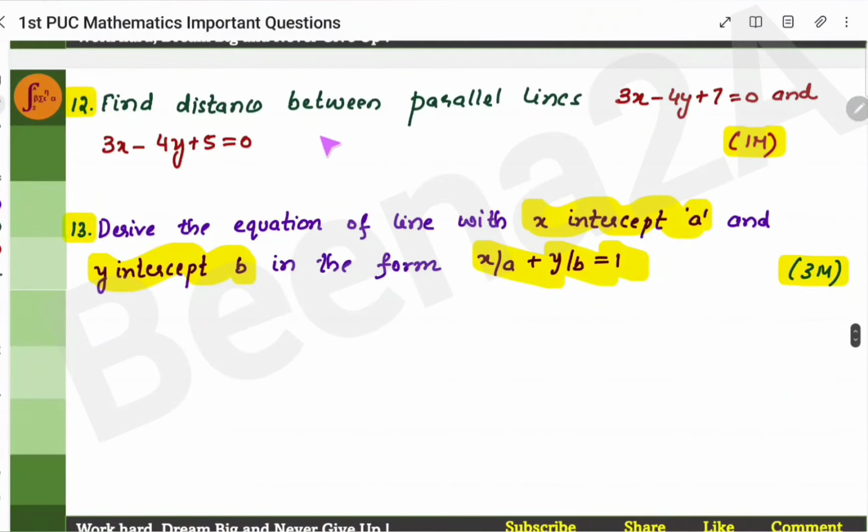Here, find distance between parallel lines, right? One marker. Then another one. Derive the equation of line with x-intercept a and y-intercept b in the form this one. This is a 3-marker one. So you can practice this one also.